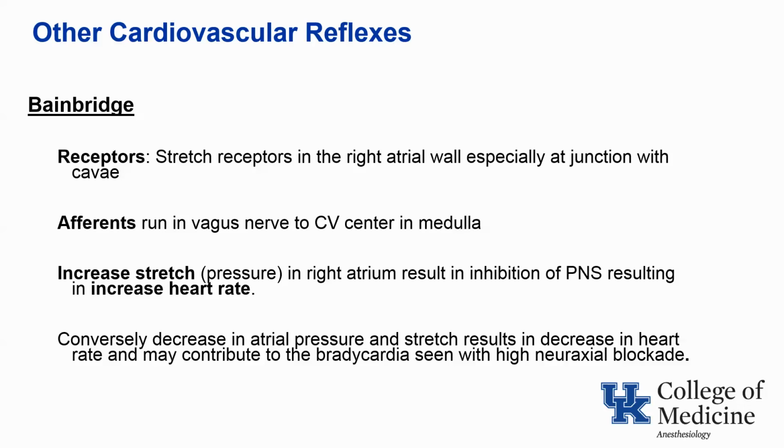The Bainbridge receptors are stretch receptors in the right atrium, especially at the junction with the cava. The afferents run in the vagus to the cardiovascular center in the medulla. Increased stretch in the right atrium results in inhibition of the parasympathetic nervous system and an increase in heart rate.